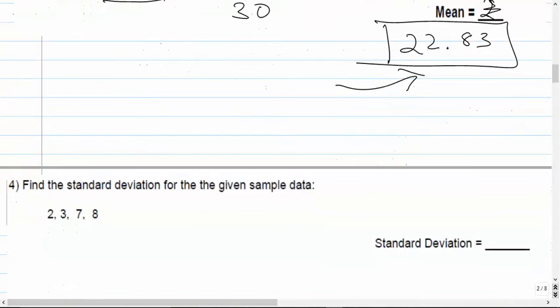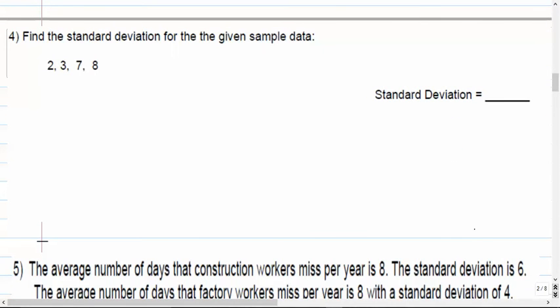Alright, moving on to number 4. We want to find the standard deviation for a given sample of data. There are 2 different formulas for standard deviation. One is for a population, one is for a sample. We want that for a sample. I'm not going to illustrate the formula here. I'm going to show you how you would do this by hand. If you want to use your calculator and you know how to do it by way of calculator, you go for it. But here's what I need to do.